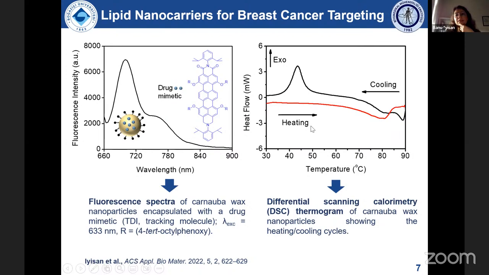Afterwards, we also checked the differential scanning calorimetry thermogram of these carnauba wax-based nanoparticles so that we could ensure the drug encapsulation as well as the lipid availability. This was also a result that supported our nanocarrier design. Here we were trying to understand how this process ended up. Our idea was that you mix these structures, ultrasonicate, and then solidify it at room temperature. This was also proven by the support of the DSC thermogram.